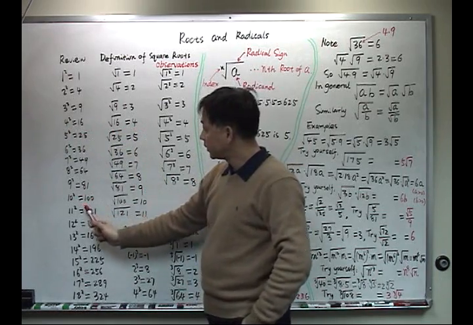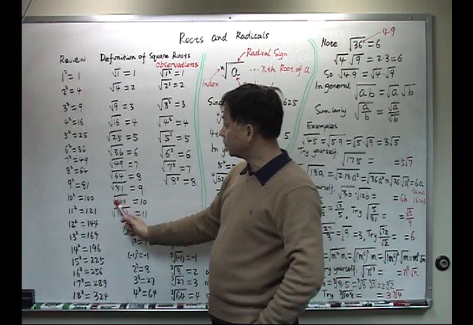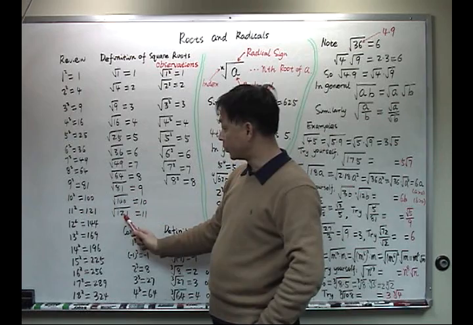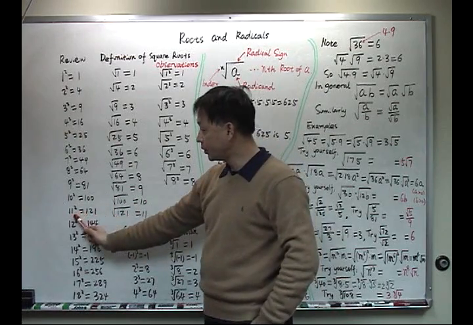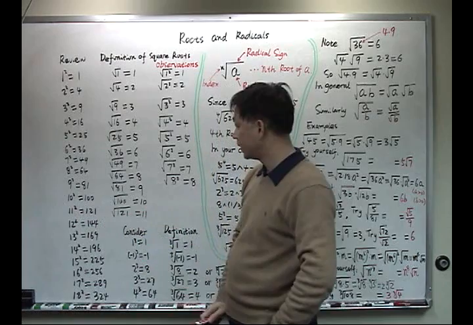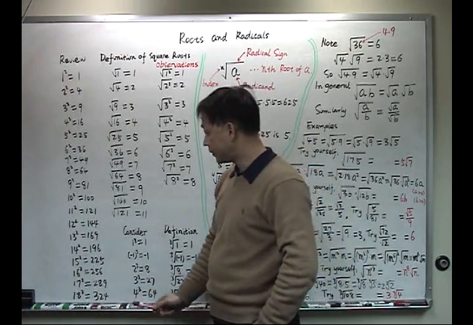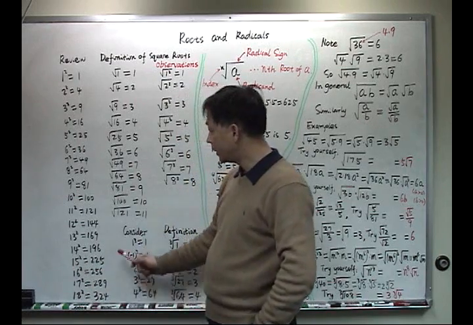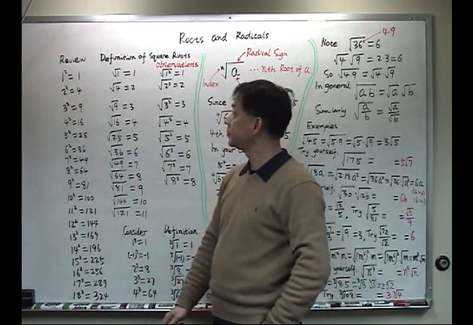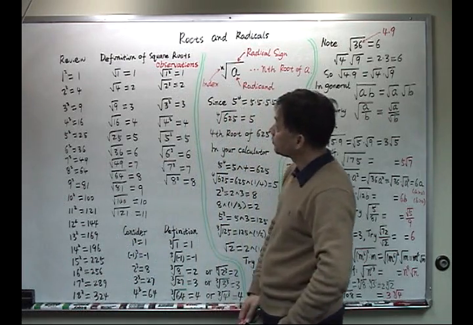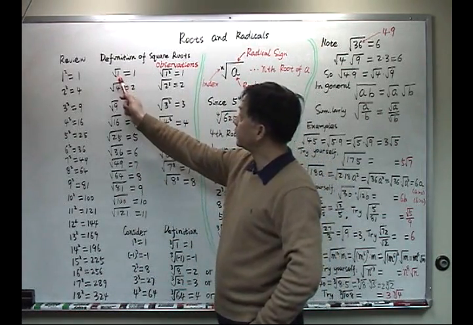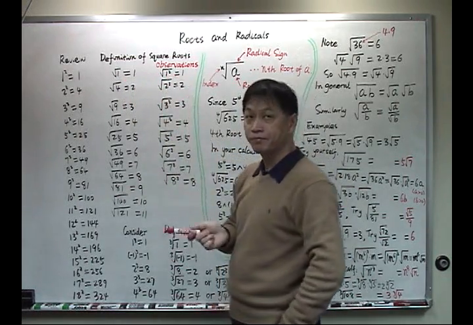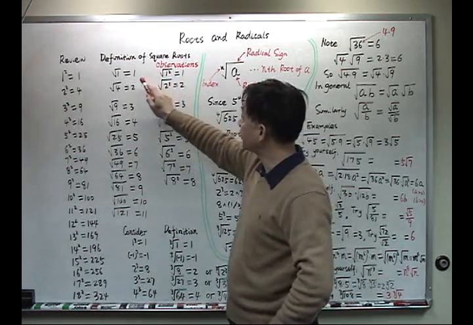Then we know radical 100 should be 10, and radical 121 should be 11. And then we know more, that radical 225 should be 15. I didn't write it here. Look, we know 1 squared is still 1, so we can put 1 squared here, since 1 squared is still 1.